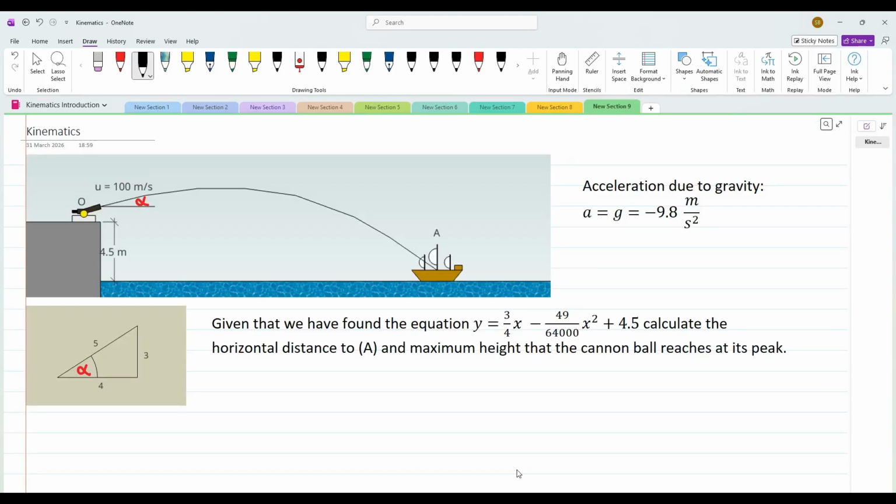So continuing on with our question, we now have a couple more things to find. So let's read the new part to the question. Given that we have found the equation y equals 3/4 x minus 49 over 64,000 x squared plus 4.5, calculate the horizontal distance to A and the maximum height that the cannonball reaches at its peak.